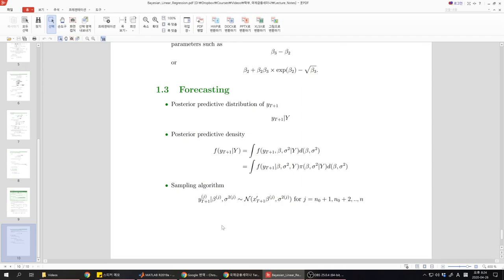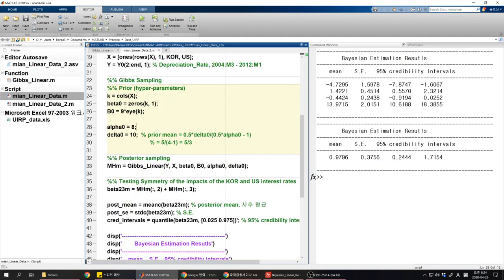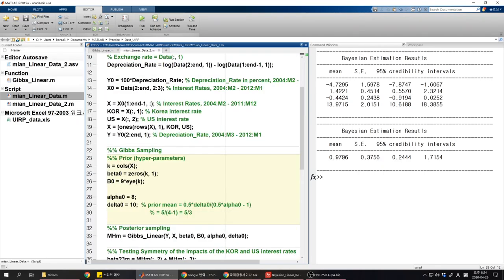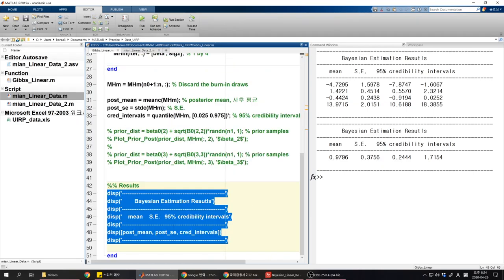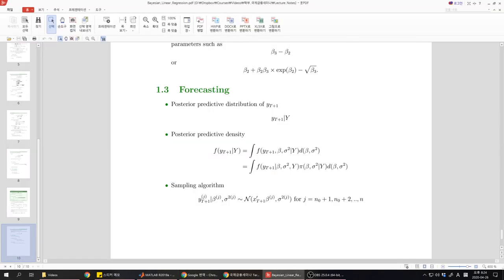How many samples do we have in this example? What's the MCMC size? Anyway, it's 10,000, right? It means that we have 10,000 draws of beta and sigma squared, and for each pair of beta and sigma squared, we can generate one y_{T+1}. So that means we also have 10,000 samples for y_{T+1}. Okay, then let's do this.